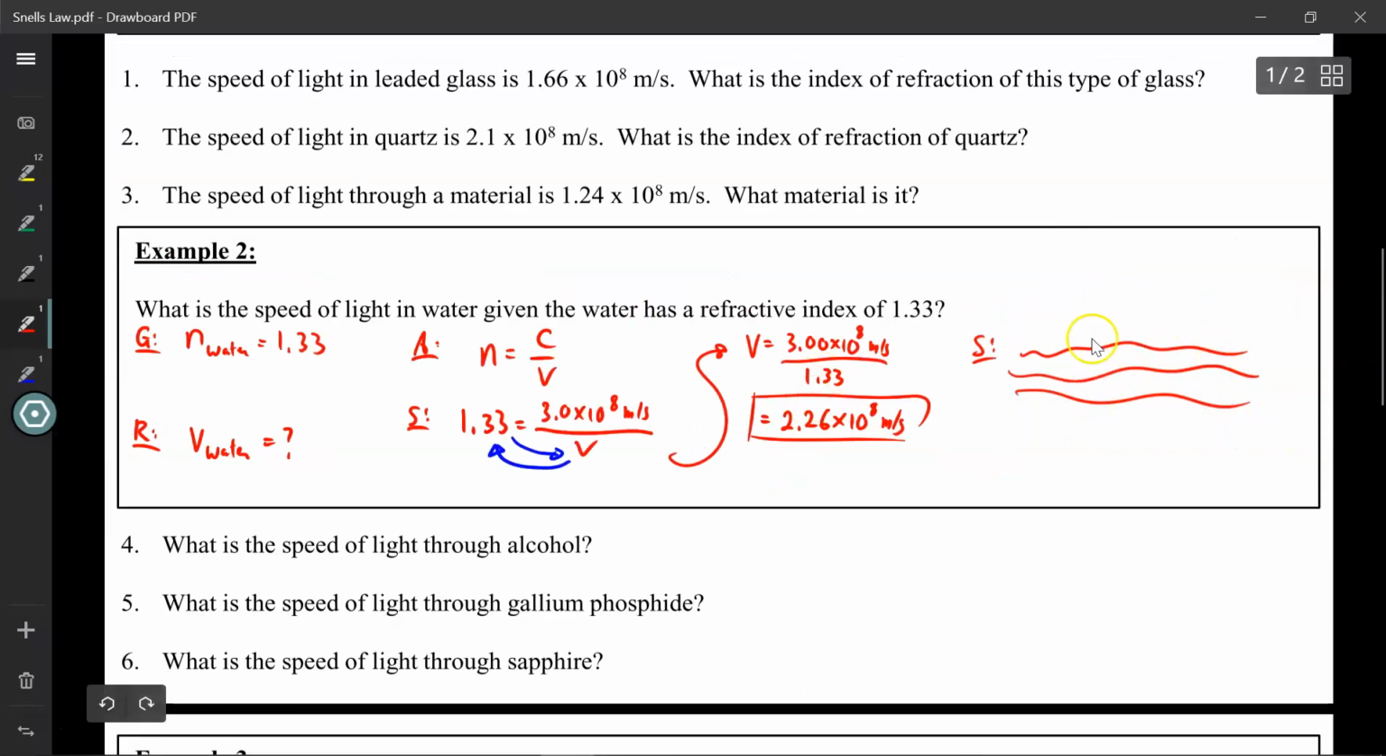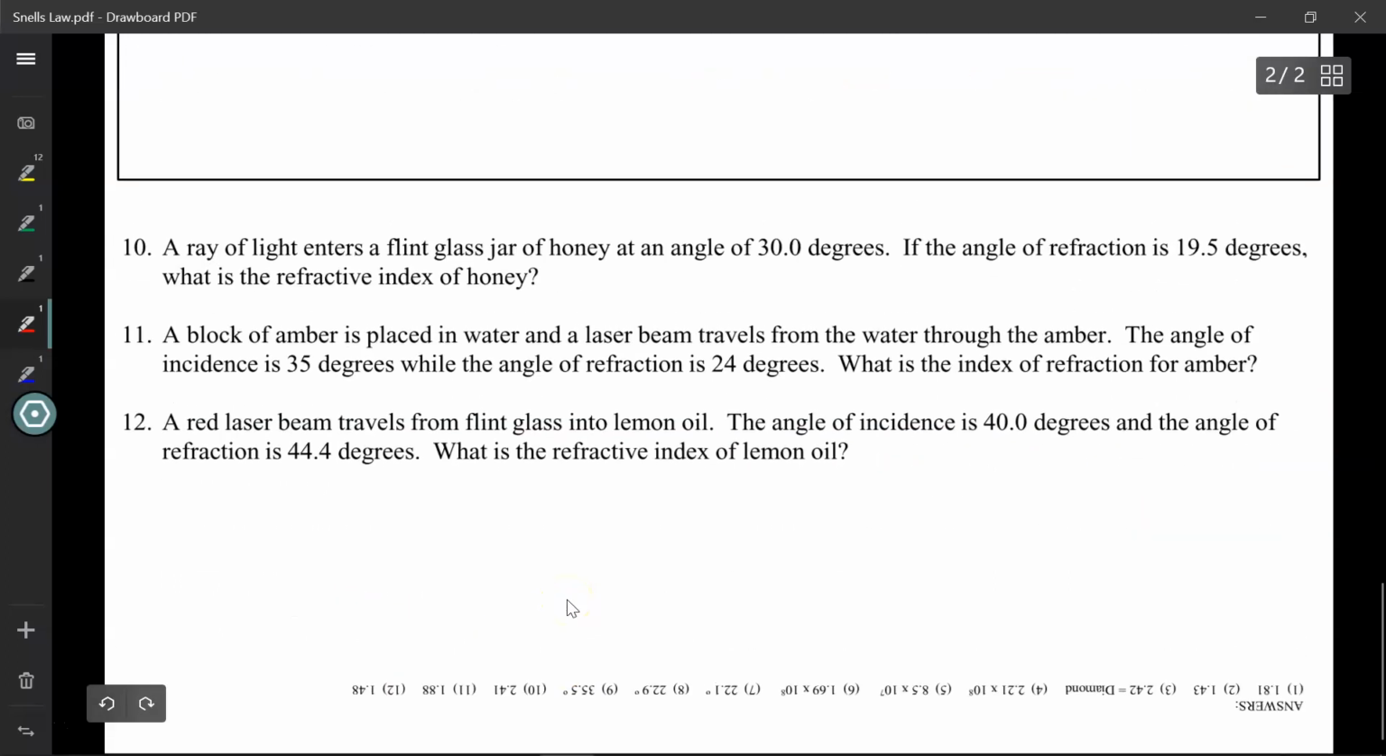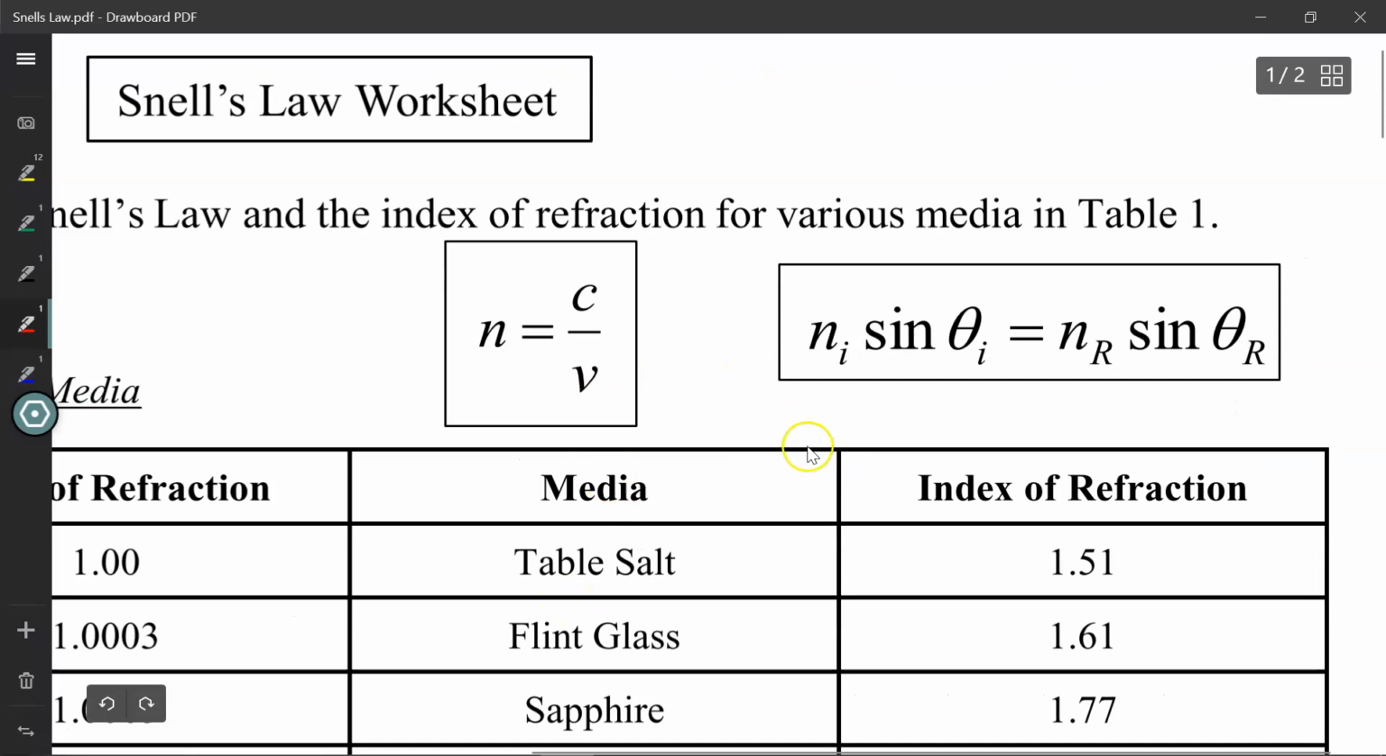You can then write down your final statement, and we're done. So again, try out these questions yourself and compare your answers to the ones at the very bottom. Now for the next set of calculations, we're going to use something called Snell's law.